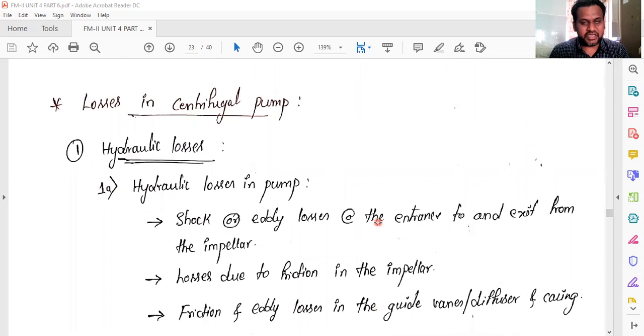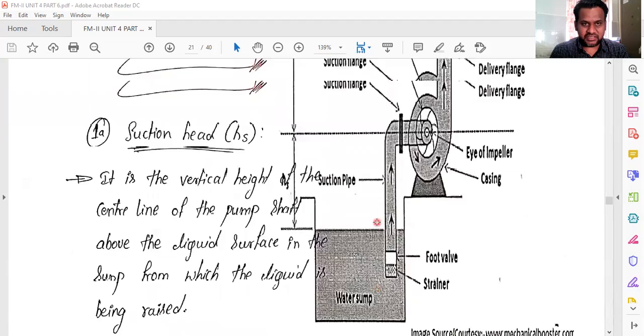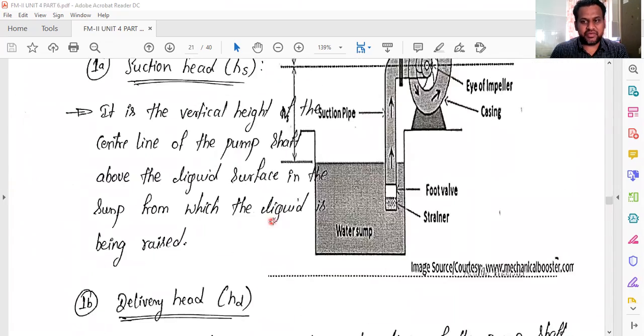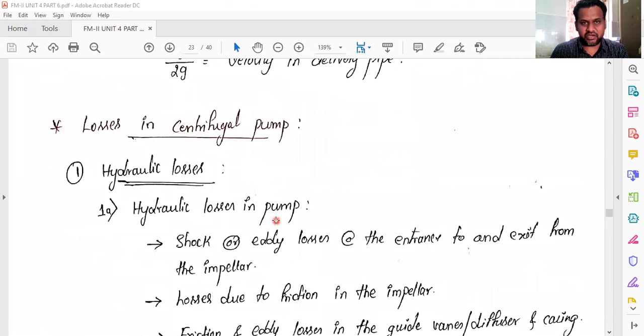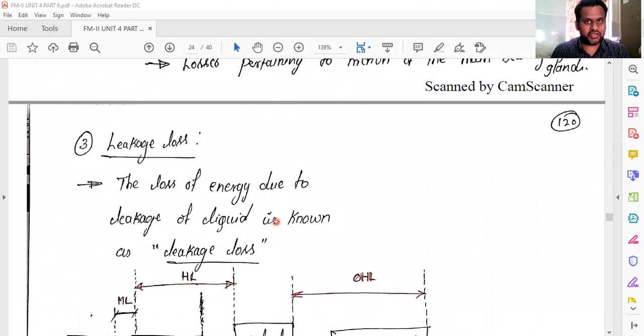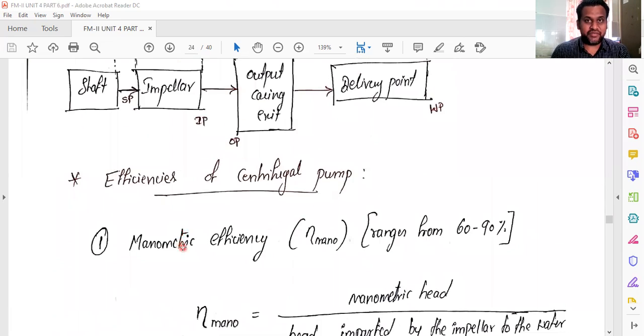Till now, what we studied is the different types of heads in the pump, and we discussed the different types of losses in the centrifugal pump. Next we are going to discuss the important thing, because the numericals that they will ask in the exam will ultimately be based on finding the efficiency of the centrifugal pump. There are different types of efficiencies. Okay?